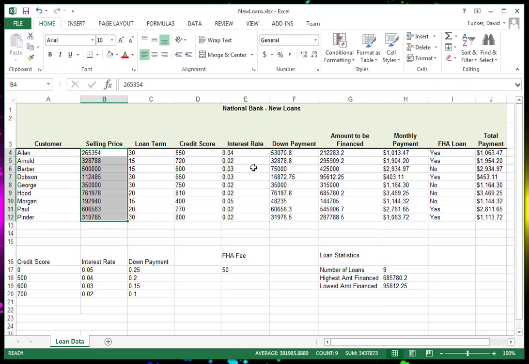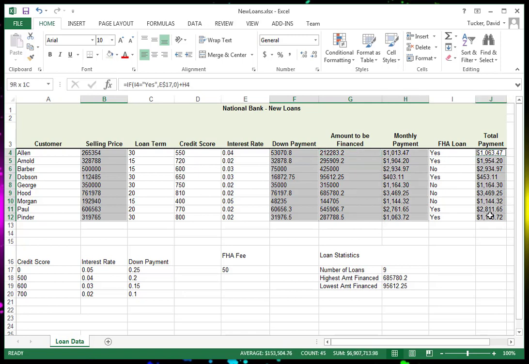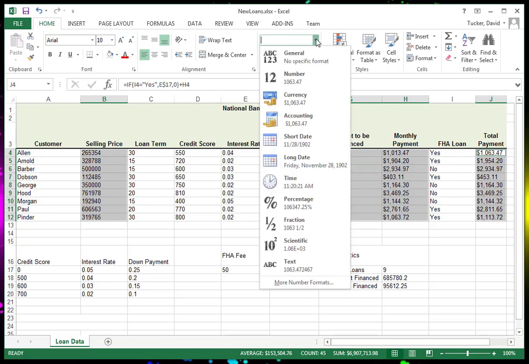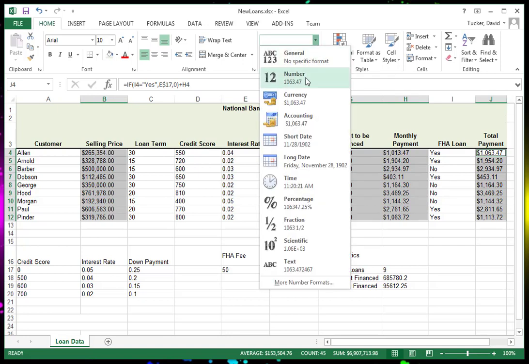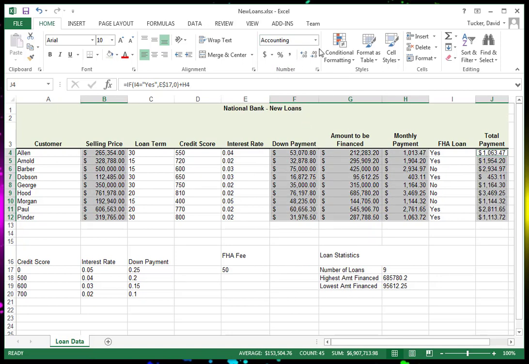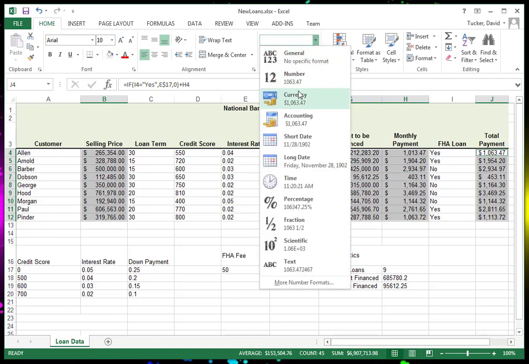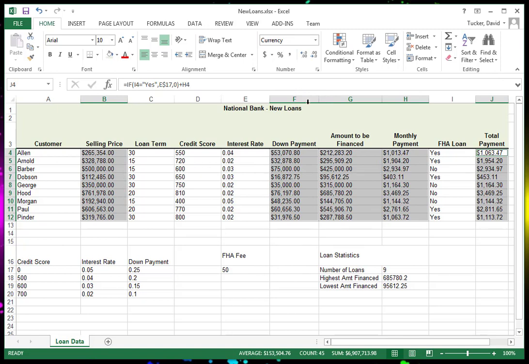I'm holding Control. Some of these are already in $ format, and we want, I think I said, well, that would be currency, and accounting would look like that. I can't remember which one I said here. Oh, I just said so it matches the sheet. The sheet has currency. Okay. And that's it.